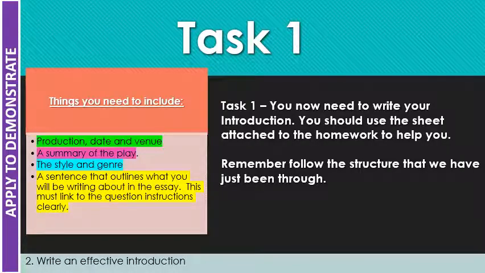So task 1 then, you should now go away and write your introduction. Remember, you need to include those 4 things: production, date and venue, a summary of the play, the style and genre, and a sentence that outlines what you'll be writing about in this essay. You might want to use the help sheet to guide you throughout writing your introduction, and remember, follow the structure that we have just been through. Do that now, please.